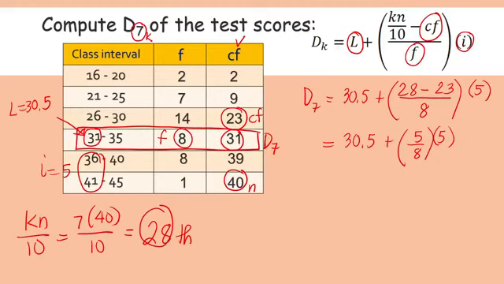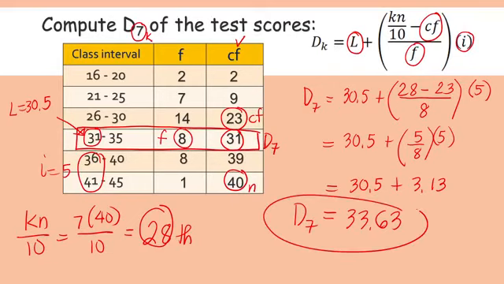3.13. This is now 30.5 plus 3.13. Now what is 3.13 plus 30.5? 33.63. This is now the value of the 7th decile.